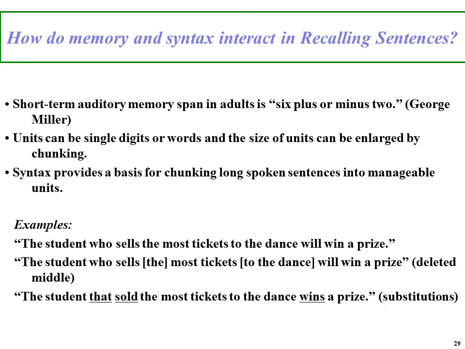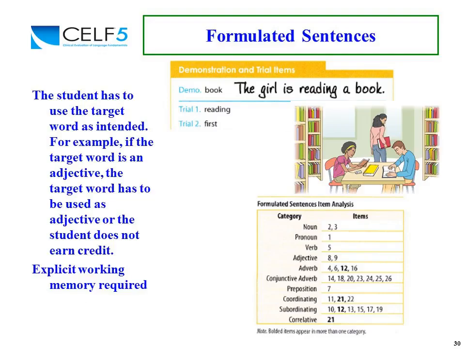Now then we get to another response, an error response. The student that sold the most tickets to the dance wins the prize. And here we see who becomes that. These are substitutions, and of course that is more commonly used than who. So we know that that student just basically transformed it into common, everyday, expressive formats, and wins a prize rather than will win a prize. So the verb tense is substituted. These are very, very common substitutions.